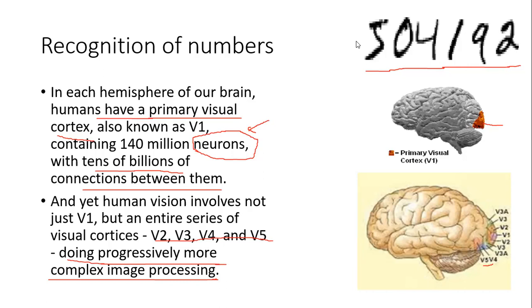Yes, sir. What does it mean, doing progressively more complex image processing? Sir, ये मेरे ख्याल से ये है कि शुरू में जो है अब simple सी images feed करते हैं, उसके बाद हम आहिस्ता आहिस्ता complex images उसको देते हैं. Yeah, to some extent, yes.